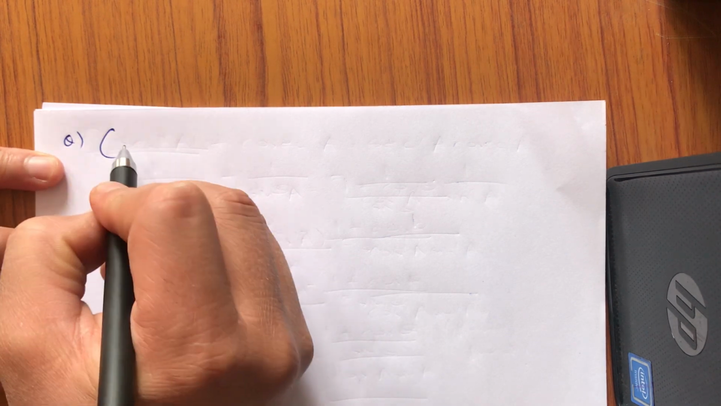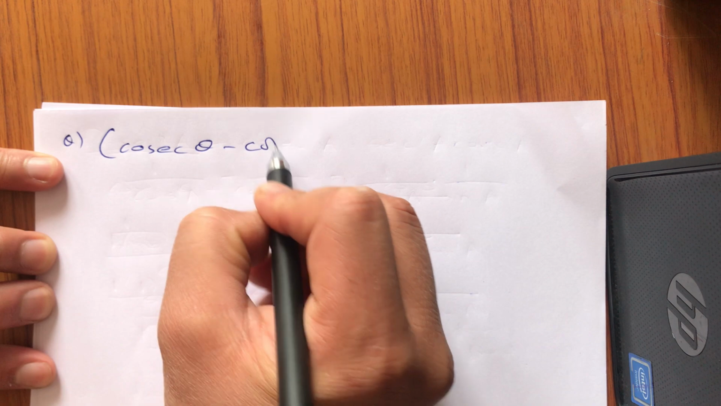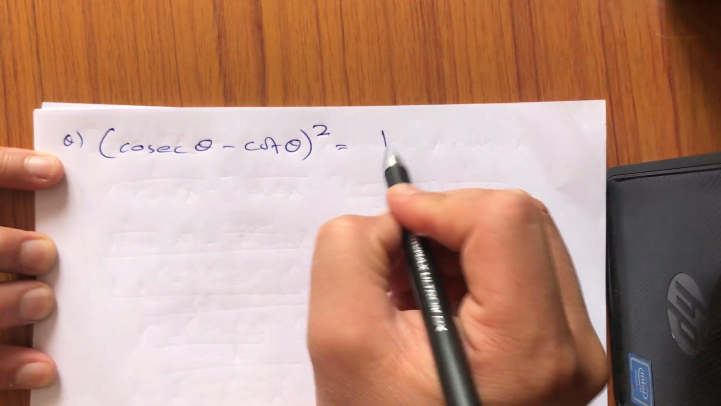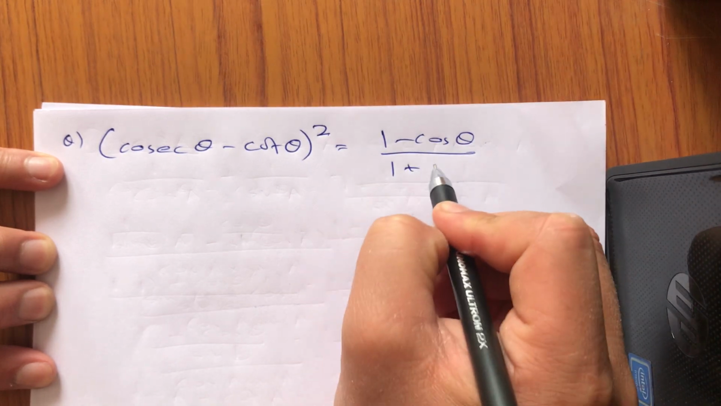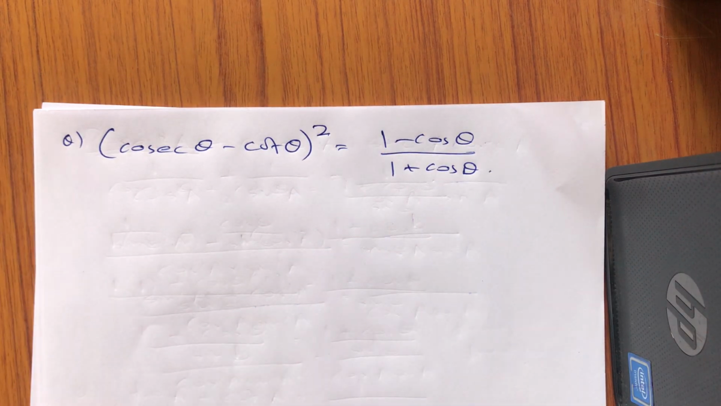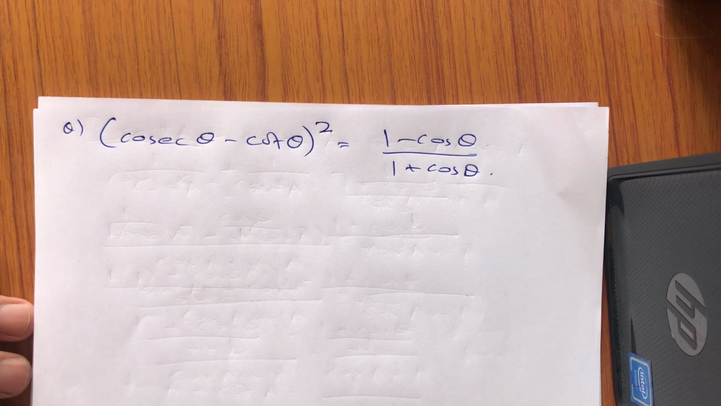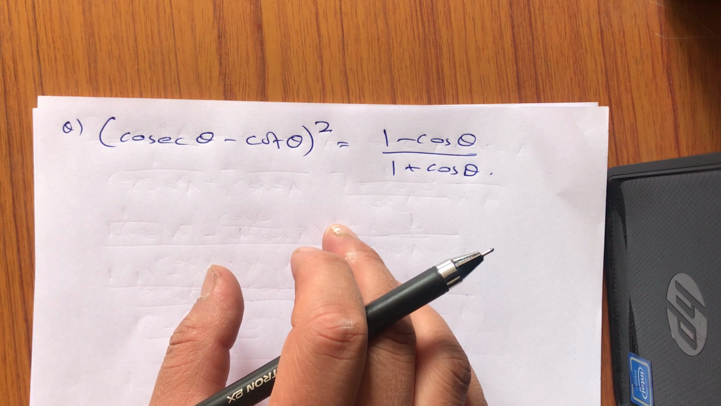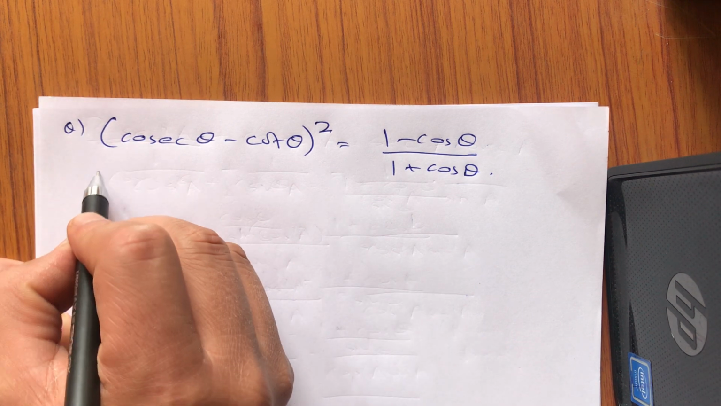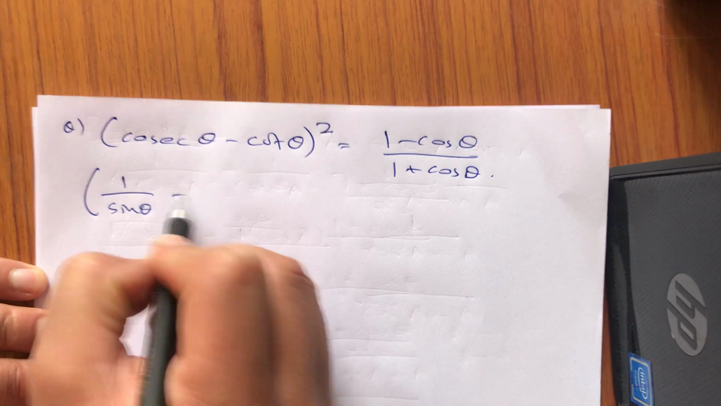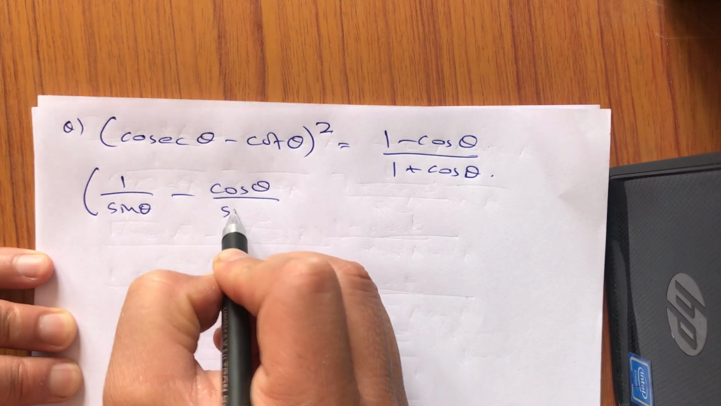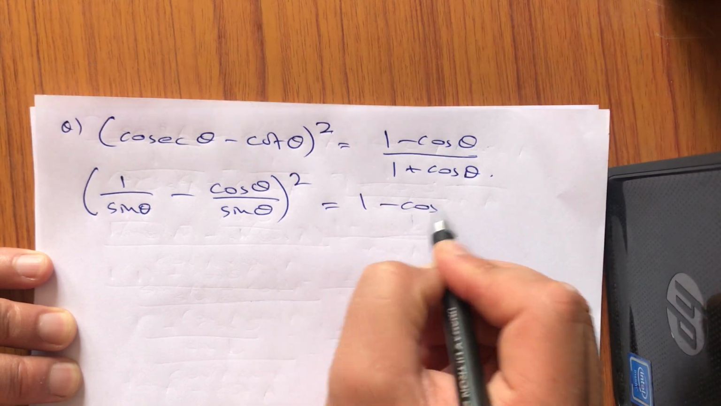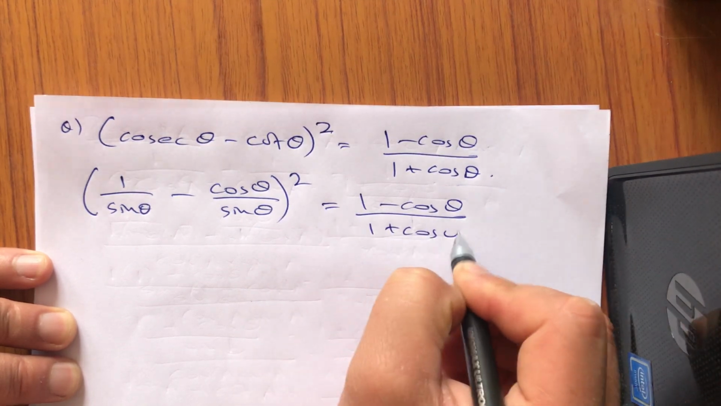Let's say I have cosec theta minus cot theta, the whole squared, equals 1 minus cos theta over 1 plus cos theta. This is what they have asked us to prove. Forget about the square for the time being. You only focus on the ones that do not have a sine and a cos. So cosec does not have, so I write 1 by sine theta minus cot, which is cos theta by sine theta, and I write a square, equals 1 minus cos theta over 1 plus cos theta.